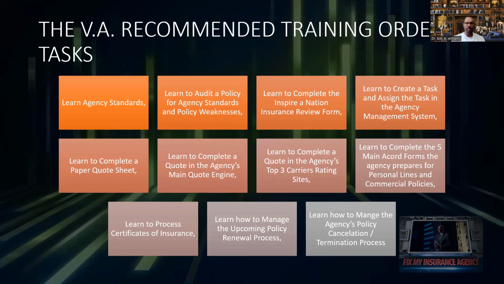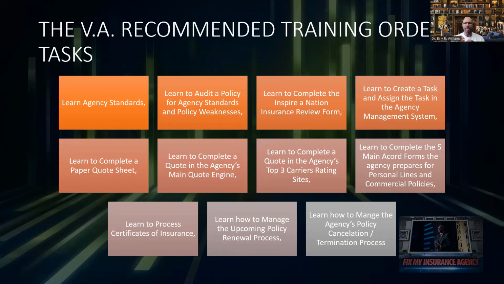Next, we teach them to do a paper quote. Then we teach them how to quote in the agency's main quote engine or rater. If you're using PL Rating or EZLynx, something like that, we teach them how to complete a quote there. Notice we do the paper first, and then we go to the technology. Then we teach them to complete a quote in the agency's top 3 carrier rating sites. So if you're Travelers, Westfield, Hartford, Cincinnati, Safeco, whatever, we teach them how to complete a quote, personal lines or commercial, depending on what you're writing, within those carrier sites.